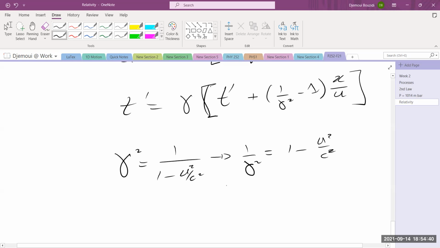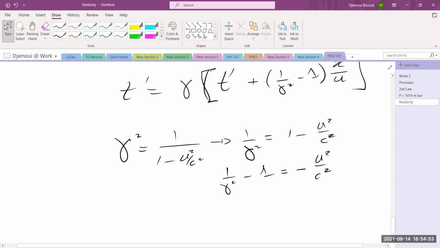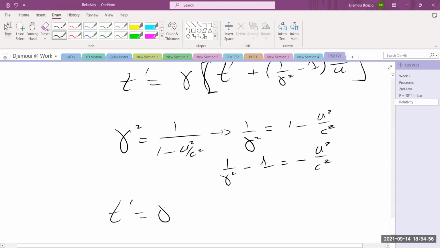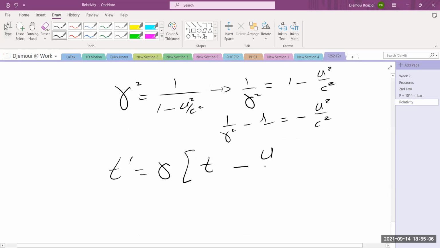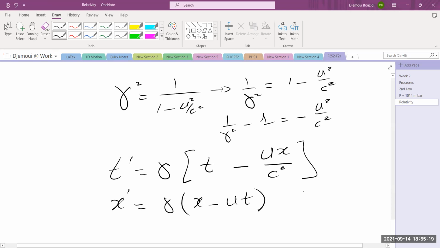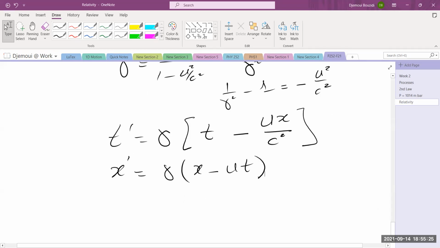Okay. Minus 1, so 1 over gamma squared minus 1. This one cancels, and I will be left with minus u squared over c squared. And I have a u in here, and I have a u squared in there, so they cancel, and I will be left with the final expression for t prime, which is gamma times (t minus u over c squared times x). Remember, one of the u's in u squared cancels the u in the denominator. In addition, x prime is equal to gamma times (x minus ut). So these are the Lorentz transformations. If you're worried what happened to z and y, well, they stay the same because we took the one-dimensional case. So these are the Lorentz transformations.